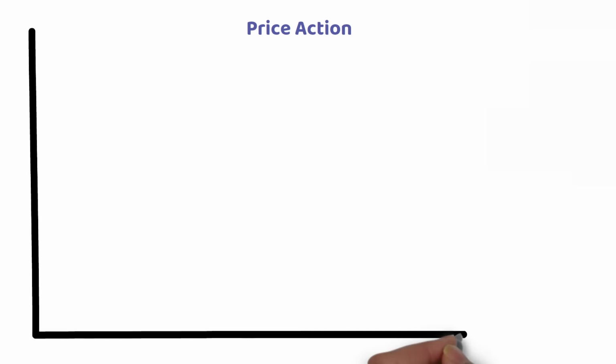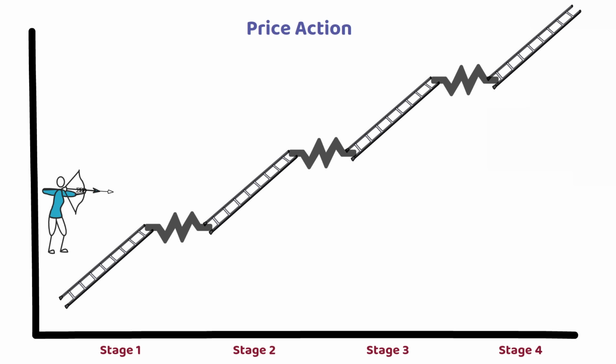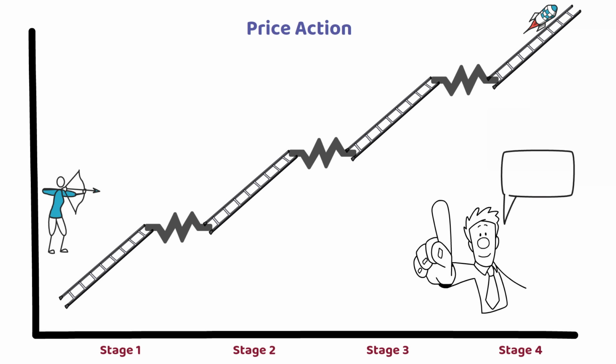Let's start with price action itself. Medium to long-term price movement often occurs in stages, resembling a series of ascending steps with pauses along the way. A trader aims to enter at the beginning of one of these upward steps, strategically positioning themselves to capture the next price surge or a larger upward trend.